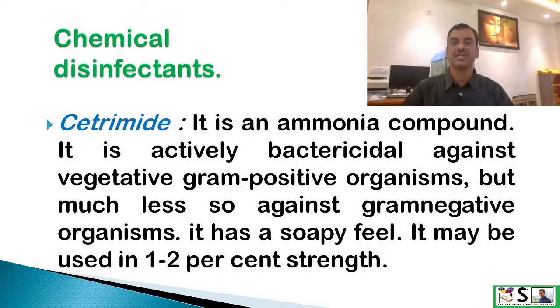Cetrimide. It is an ammonium compound. It is actively bactericidal against vegetative gram-positive organisms, but much less against gram-negative organisms. It has a soapy feel. It may be used in 1 to 2% strength.